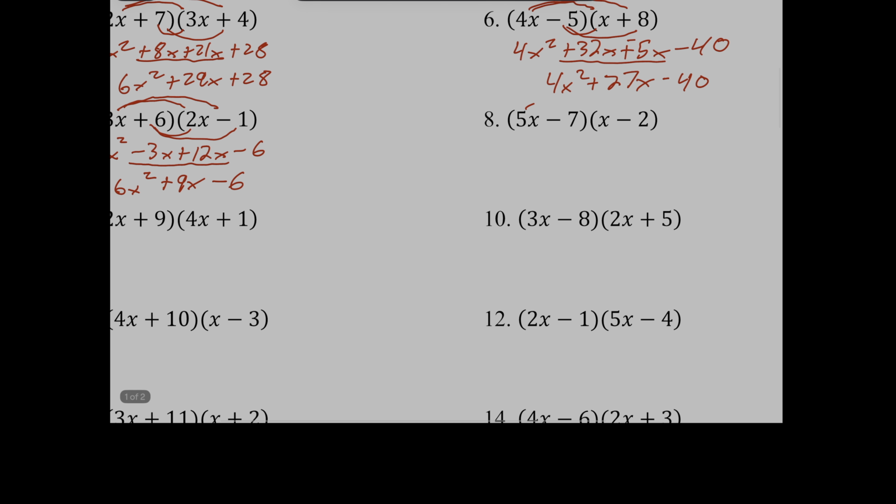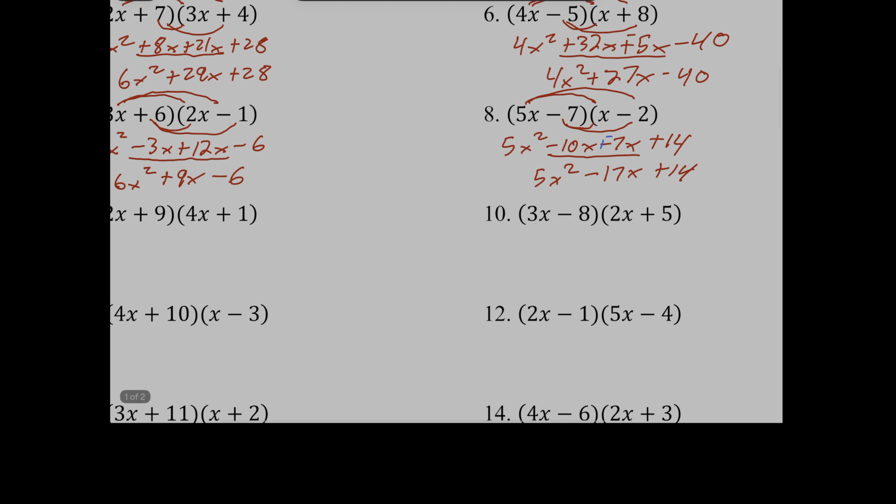Okay, my first is going to be a 5x squared. My outies, 5x times negative 2 is a negative 10x. Innies, negative 7 times x is negative 7x. And my last, a negative times a negative, is a positive. Okay, let's add my little line and change a sign there, and I'm going to get 5x squared. Signs are the same, so you add and you keep the sign, and copy. You'll always have these middle terms when you do the foiling, okay?